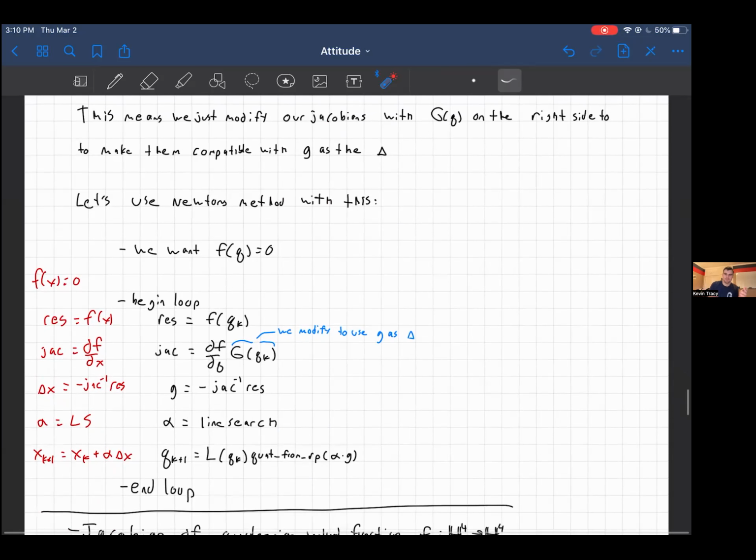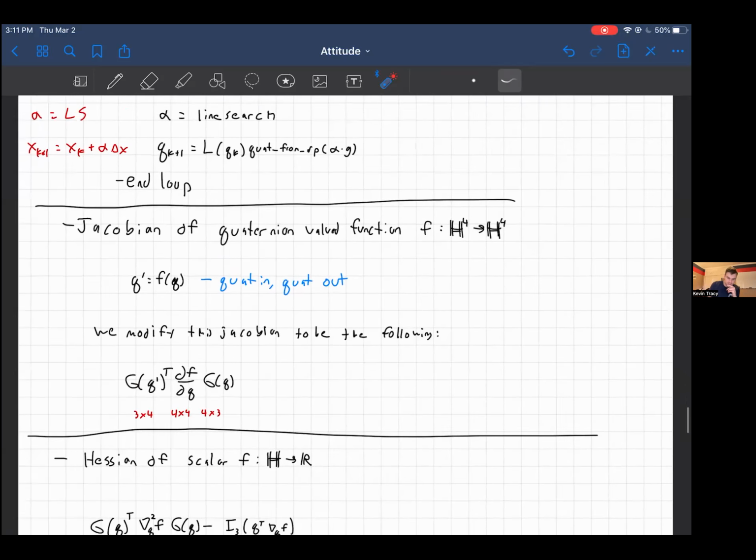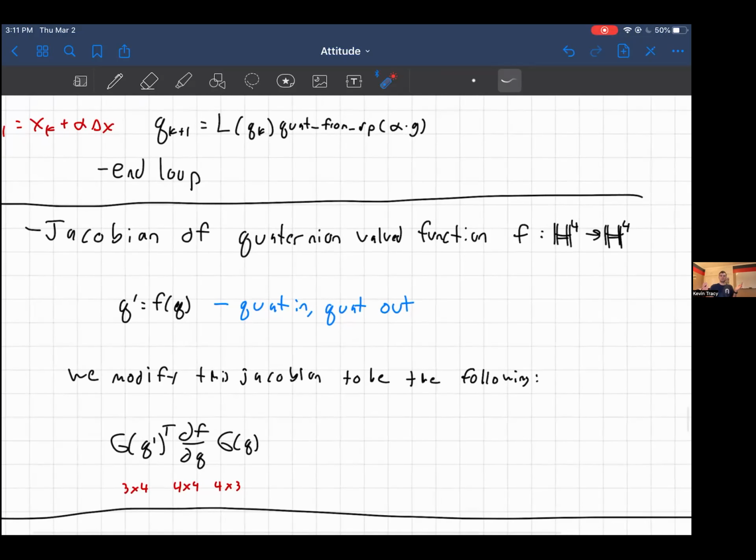All right, so here is modified Newton's method for this. And since we've kind of run out of time here, I'll go relatively quickly through the rest of this. The next thing we'll look at is what we do with a quaternion valued function. All this means is that this is not the value function, like the cost-to-go function. This is just a function that takes in a quaternion and outputs a quaternion.